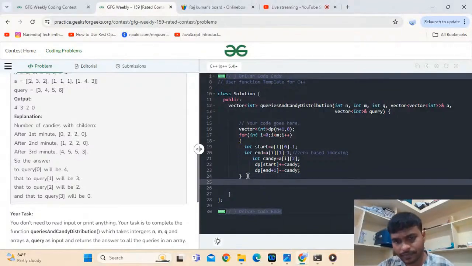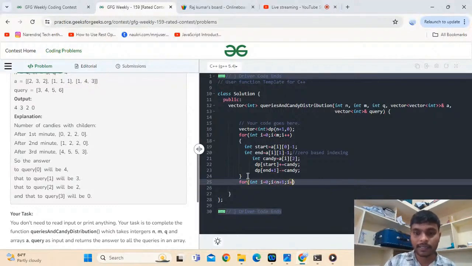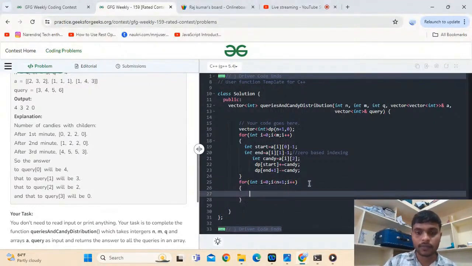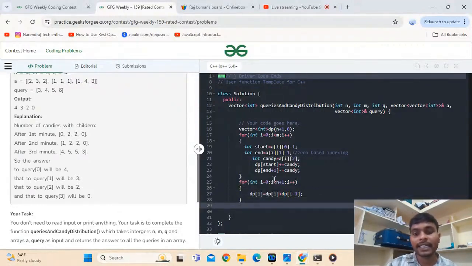Now guys observe. Now guys observe. Here next what I am doing is I have to calculate for int I is equal to 0, I have to calculate up to n. So dp of I is equal to dp of I plus dp of I minus 1. This is, I am calculating here the final array.